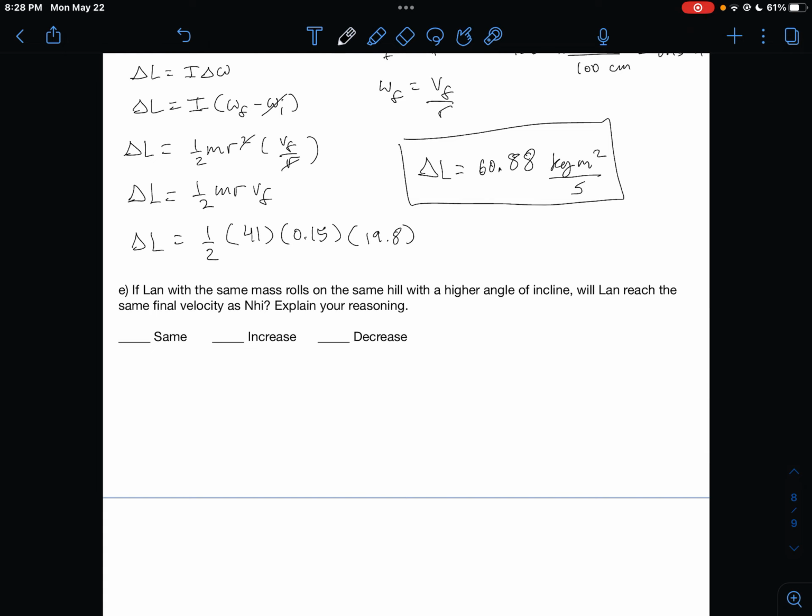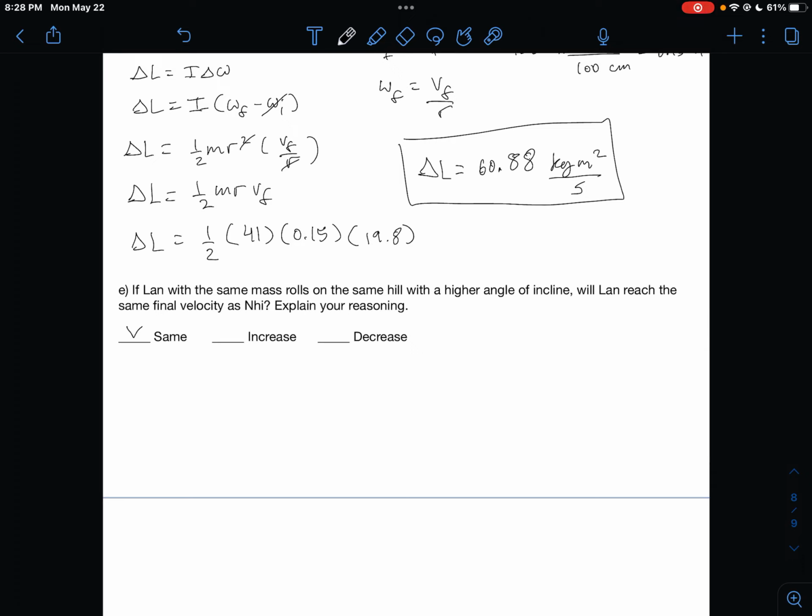Now, part E asks, if I, with the same mass, roll on the same hill with a higher angle of incline, will I reach the same final velocity as Yi? Yes, I will reach the same final velocity as Yi, even though I'm at a higher angle of incline, which will make the hill steeper. I will still reach the same final velocity, because even though I reach that velocity in less time, the distance makes up for the time.